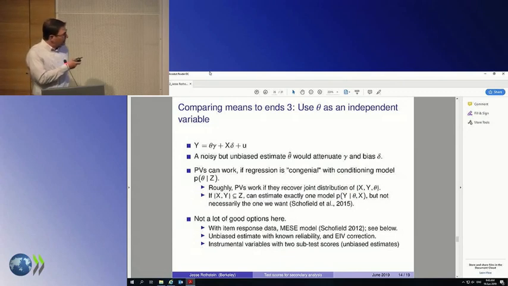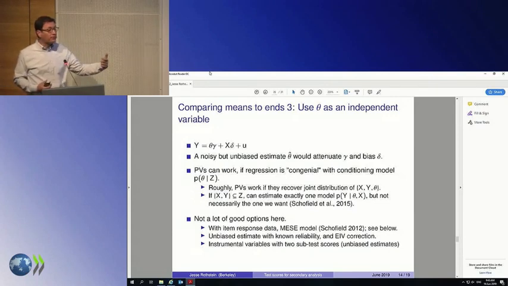Another thing that economists would be tempted to do is, if we had noisy but unbiased estimates from two subscores where the noise was independent of each other. Suppose we got a score from the first half of the test and a score from the second half of the test. Then we could run an instrumental variables regression with one score as an instrument for the other. And that would debias it as well. But let me put that off for a minute.